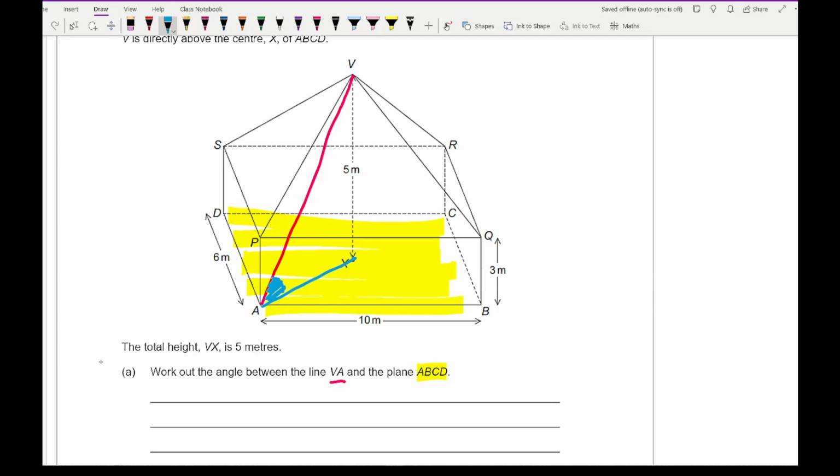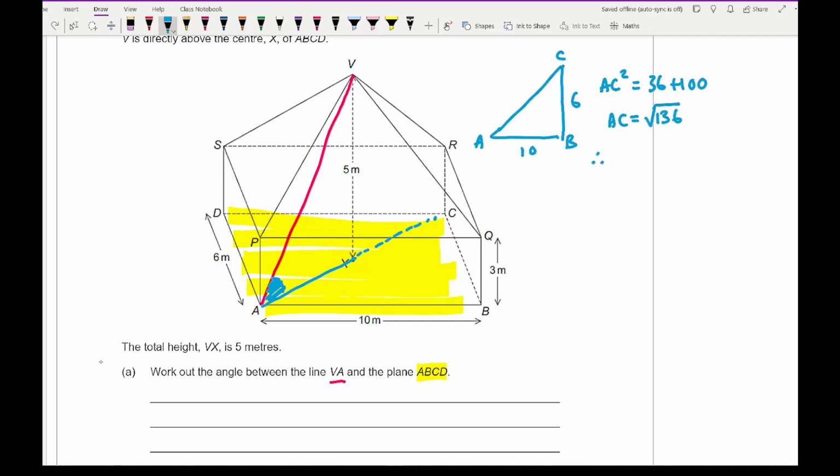So for this, I need to work out what AX is. Well, I can't work out what AX is, but I can work out what AC is. So if I take that base triangle out and label it so it's a little clearer, AC and B, then I've got 10, and I know that that is 6. So this here is A to C. So AC squared is going to be 36 plus 100, so AC is going to be the square root of 136.